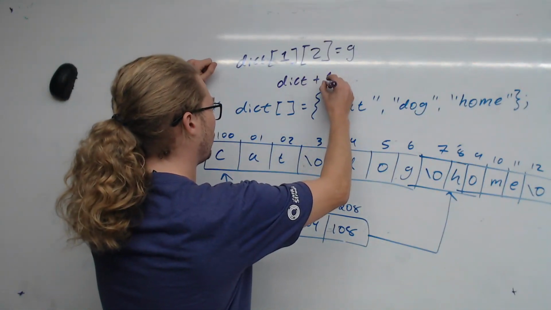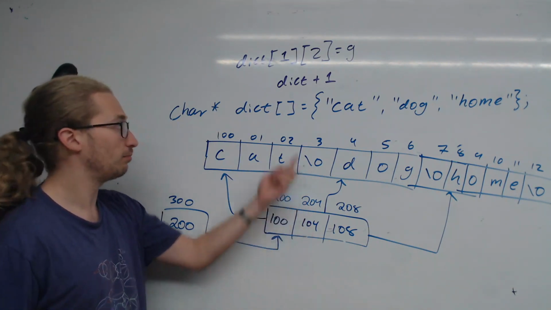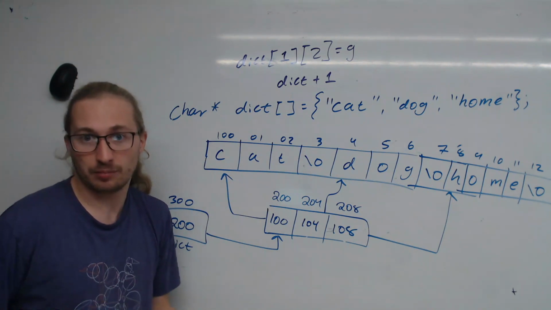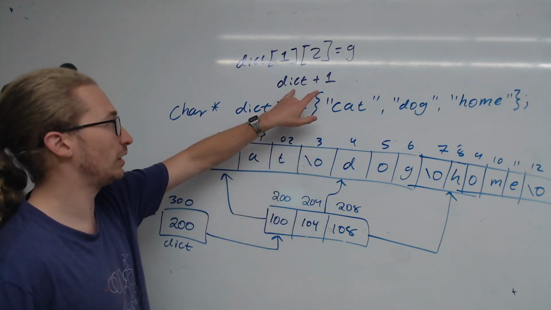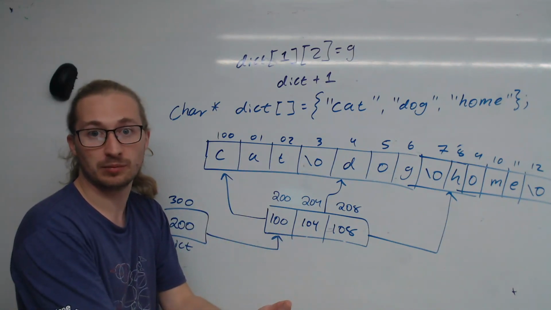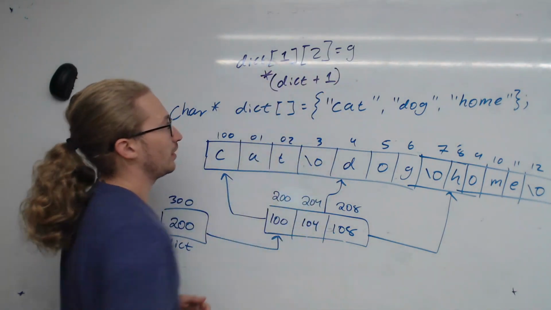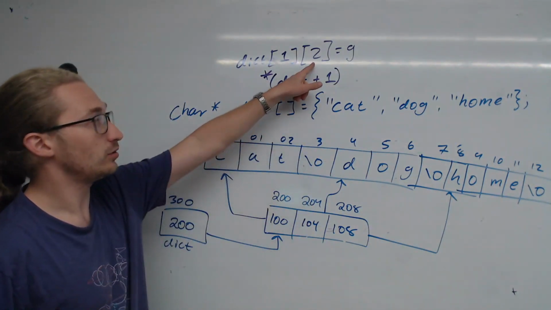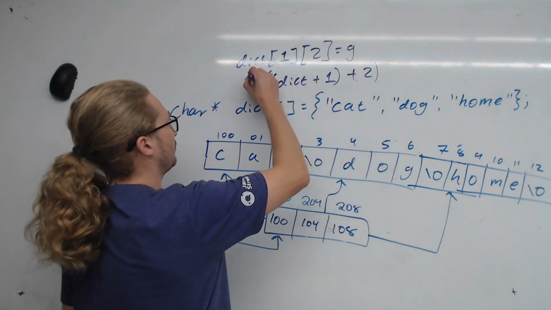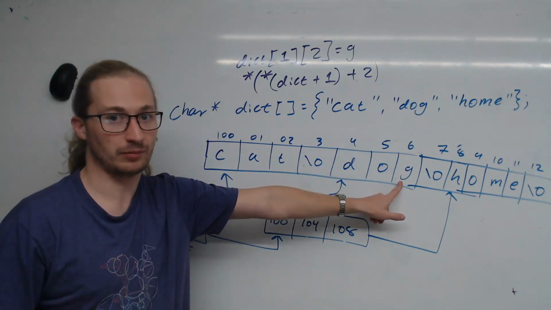And then what's actually going on under the hood, we take dict, we add 1 to it, 1 times however big a char pointer is, but because dict is a char pointer pointer, C knows how big a char pointer is, so this will really be 1 plus however much I need to offset by to get to the next char pointer. I dereference this, and then I add 2 to the result, and then I dereference that. So this is exactly the same as this, and that will fetch me the G from memory.